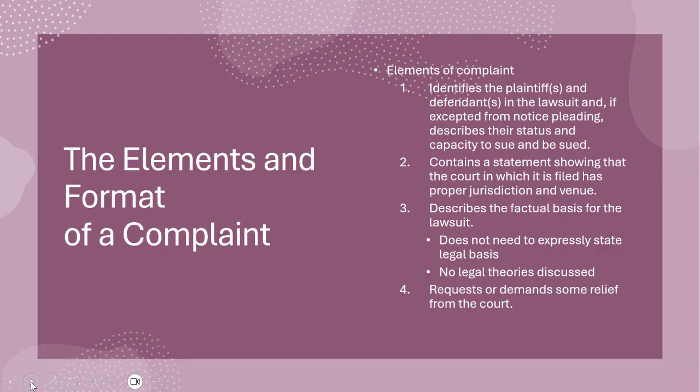So there are different elements that are involved in a complaint, and there's a format that's very important. One is the elements of a complaint. We first need to identify the plaintiffs and the defendants, and if accepted from notice pleading, we're going to describe their status and capacity to sue and be sued. So if a minor child has a claim, they can't bring that claim, they would use a guardian or parent, something to file that claim. So that's important to understand.